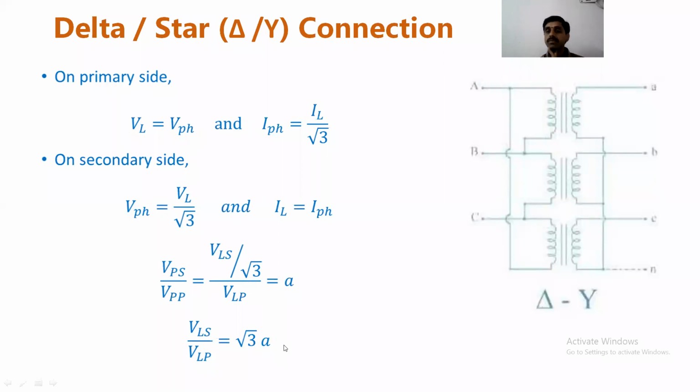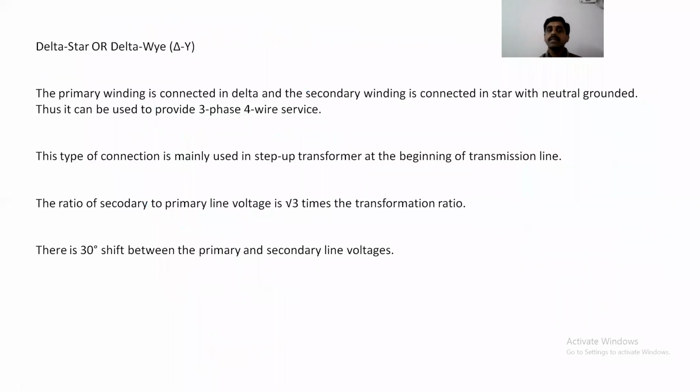What we can observe from this is that it is a step-up transformer. That means the voltage will step up. This will be used on the generation side. The primary winding is connected in delta, and the secondary is connected in star with neutral grounded. It can be used to provide a 3-phase 4-wire service, because whenever there is a star, there are 3 phases and 4 wires with the neutral.